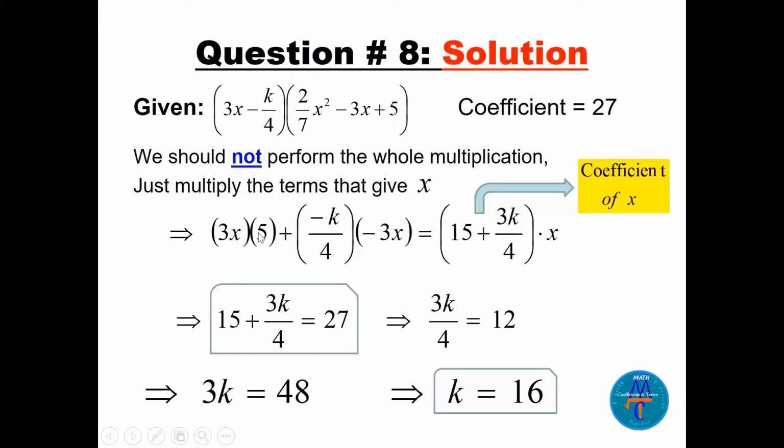So 3x times 5, minus k over 4 times minus 3x. When you take x out, why? To find the coefficient. Everything multiplied by x is the coefficient of x. So it is 15 plus 3k over 4. That's equal to 27 by given. Take 15 to the other side, we subtract 27 minus 15, 12. Multiply by 4 on both sides, 3k is 48. Divide by 3, k is 16. That is the k.